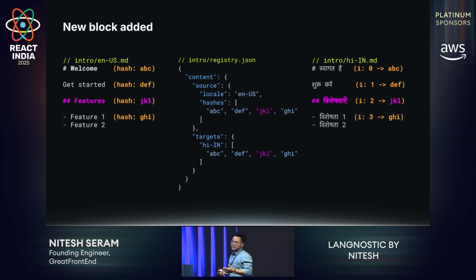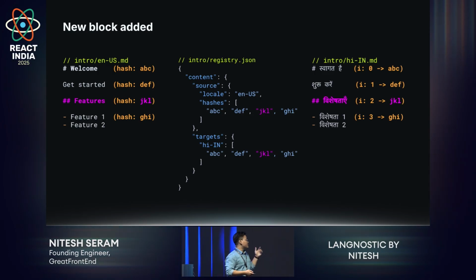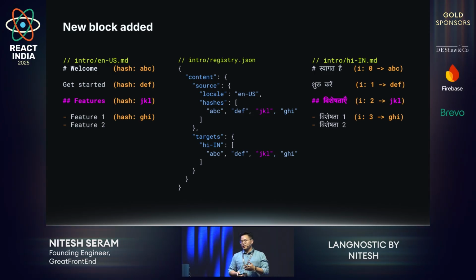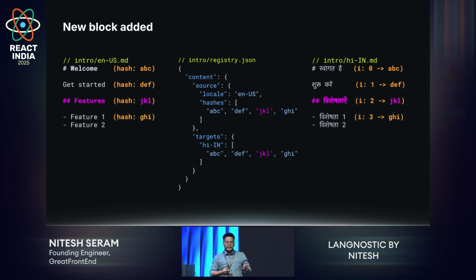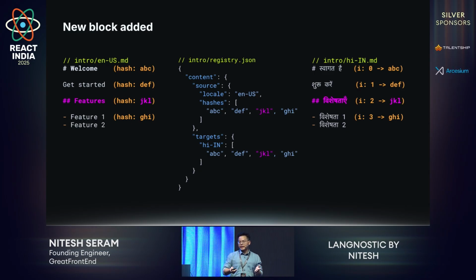Now after the translation, when you do the translation, it adds that particular block into the target file, and then once you update a target file, it then updates your registry with that particular block, which is the JKL.